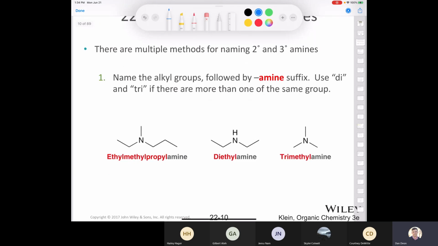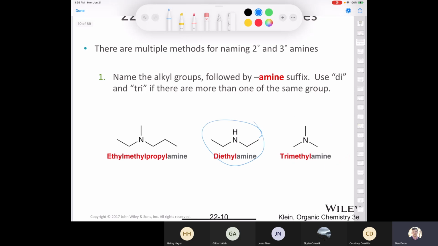Now, when you're naming secondary or tertiary amines, there's a couple of different ways to do it, and it depends on whether they're simple or complex, really. One way is to name the alkyl groups, okay, in alphabetical order. And then if there's more than one that's the same, you say di or tri. So for example, if you have 3 methyl groups on your amine, it's trimethylamine. If you have 2 ethyl groups, it's diethylamine.